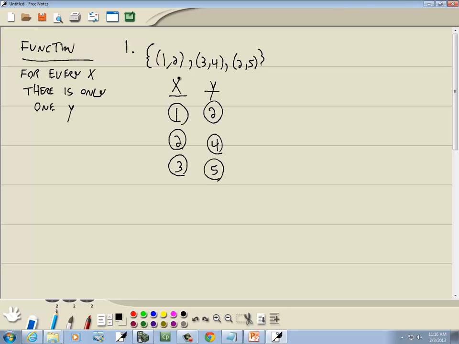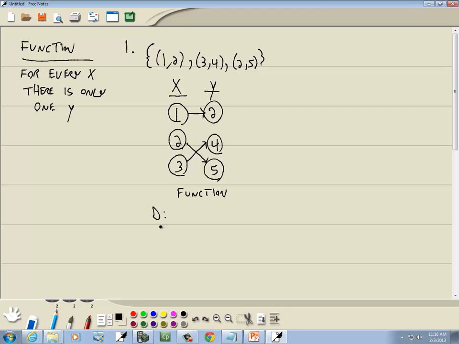Like that. Now this first one maps 1 to 2. So I draw a line between them. Next one maps 3 to 4. So I draw a line between them. Next one maps 2 to 5. So I draw a line between them. Now, function. For every x there's only one y. If you do a graphical view like this, you can only have one line coming out of each circle for the x's. And I see there's one here, one here, one here, so this is okay. This is a function.